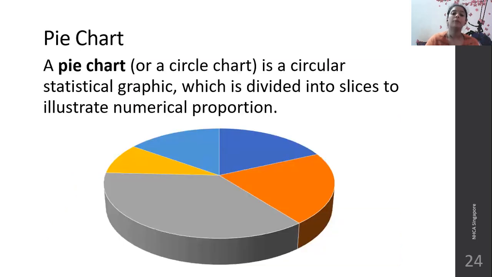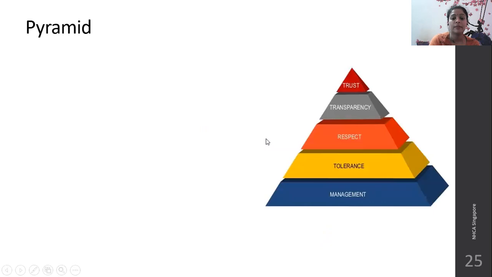First, the pie chart. A pie chart, or a circle chart, is a circular statistical graph which is divided into slices to illustrate the numerical proportion. So this is how a pie chart looks. Many of you have seen this in various depictions of information. Usually it will be presented in percentage format.